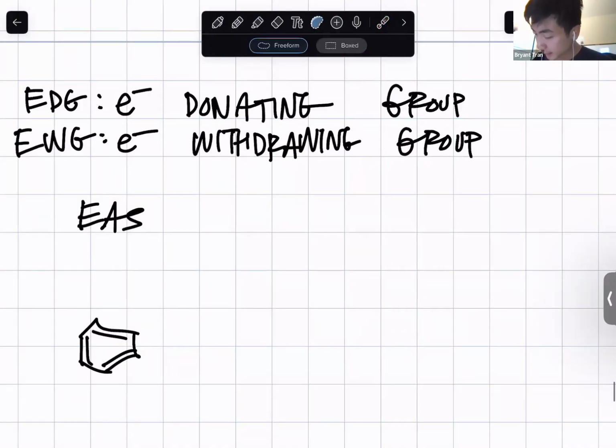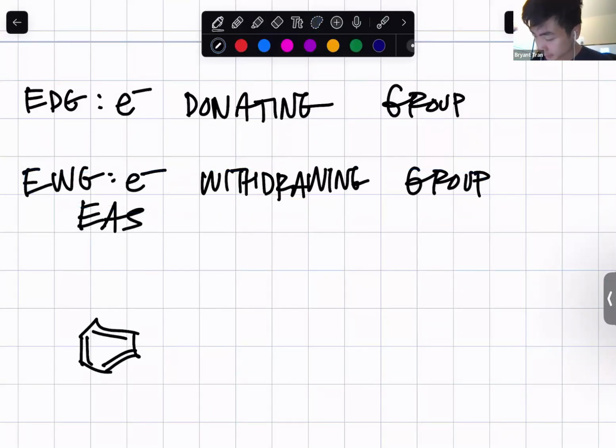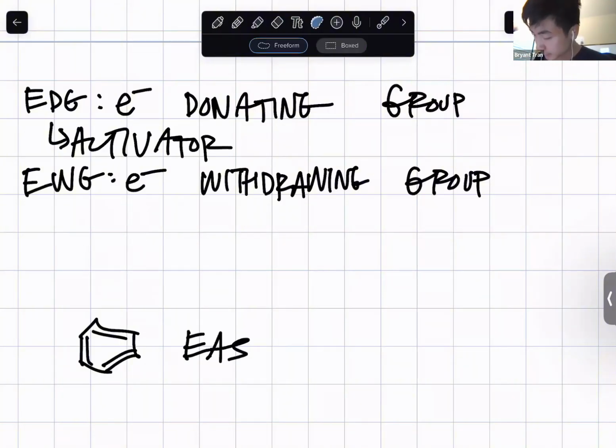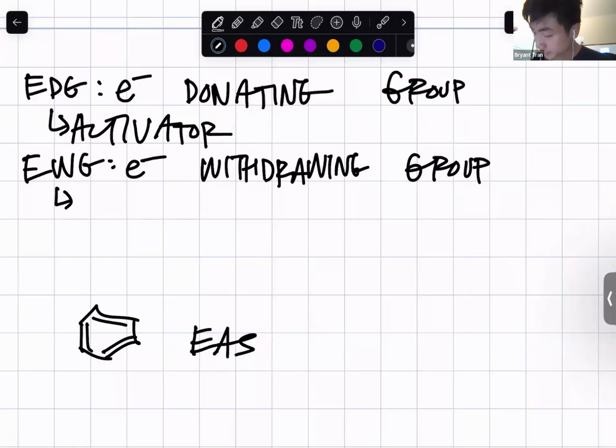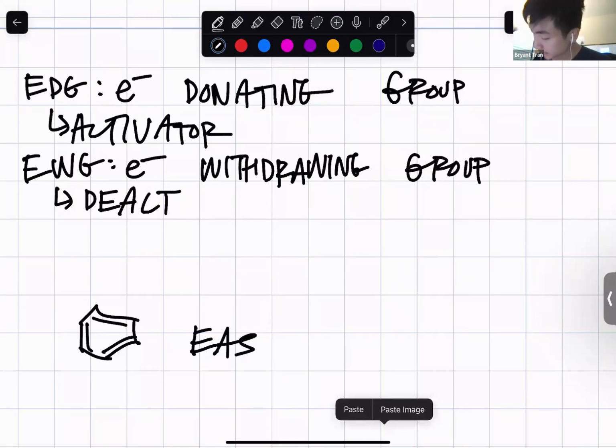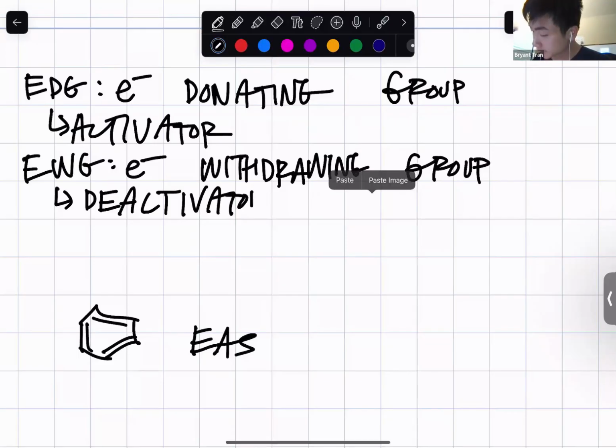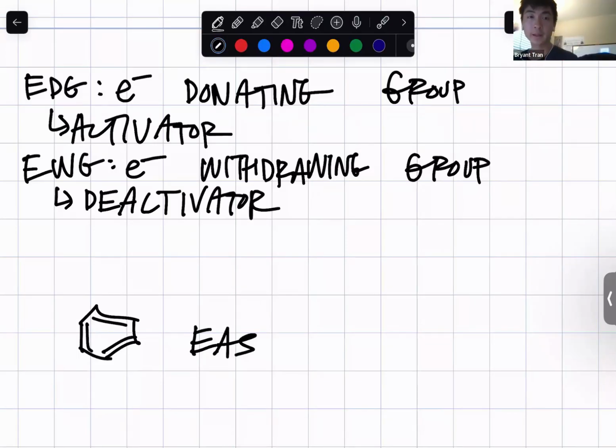So an AKA for an EDG is going to be an activator. An AKA for an EWG would be a deactivator. Because if you have a group withdrawing electrons from the benzene, making the benzene less nucleophilic, it's going to be deactivated in the mechanism. Deactivator. And there are different strengths of EDGs and EWGs.